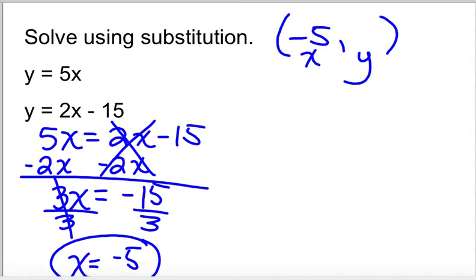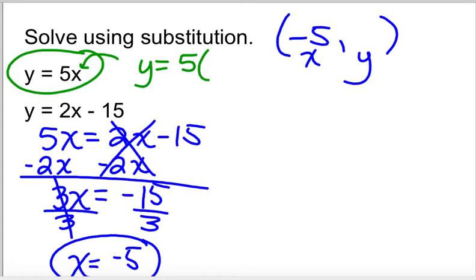You can pick either equation. I would pick the smaller one. I'm going to choose this one. And right here, instead of X, I'm going to substitute in that negative 5. So it's going to say Y equals 5 times negative 5. Y equals negative 25. So there you go. There's the other half of your ordered pair. There's the other half of your answer.